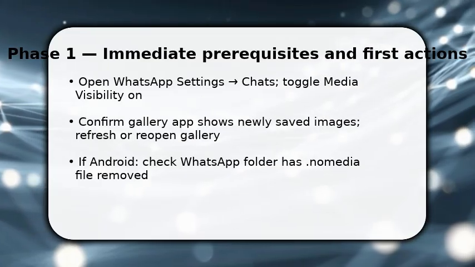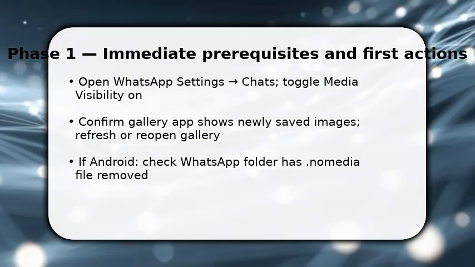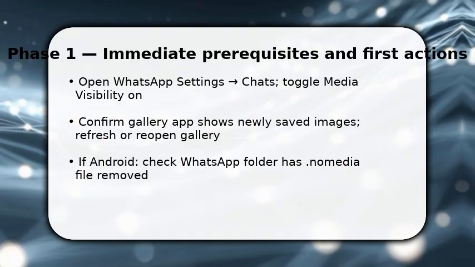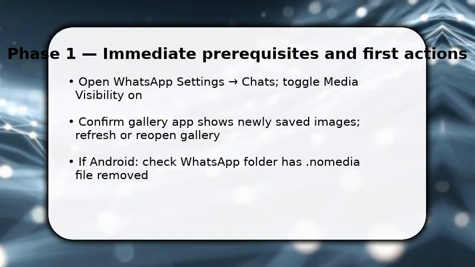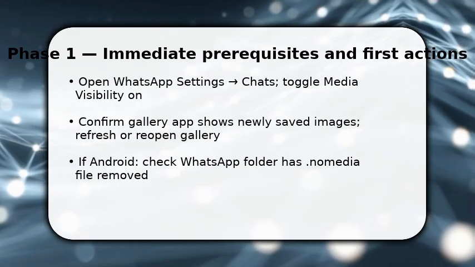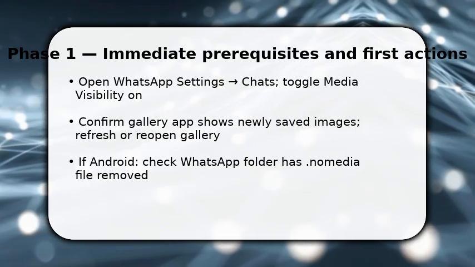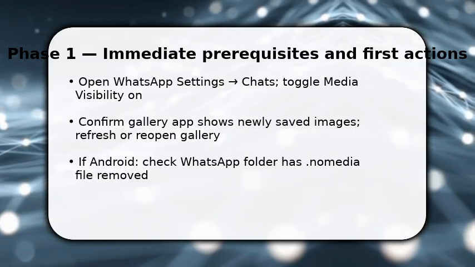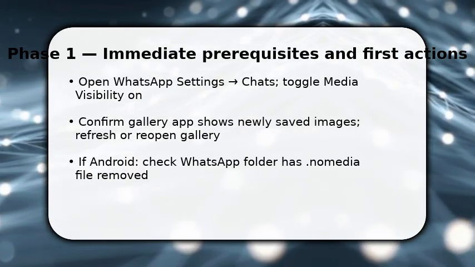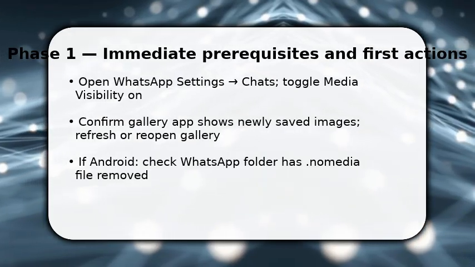You start by enabling WhatsApp media visibility so images can appear in your gallery. Open WhatsApp, go to Settings, then Chats, and toggle media visibility on. Once done, force close the gallery app and reopen it so it rescans. If you're on Android, make sure the WhatsApp Images folder does not contain a .nomedia file, remove it and refresh. These steps let the gallery index photos automatically, so you don't have to save each image manually.